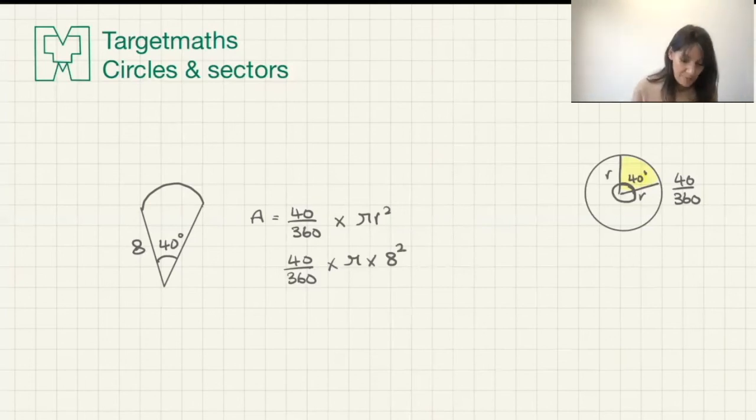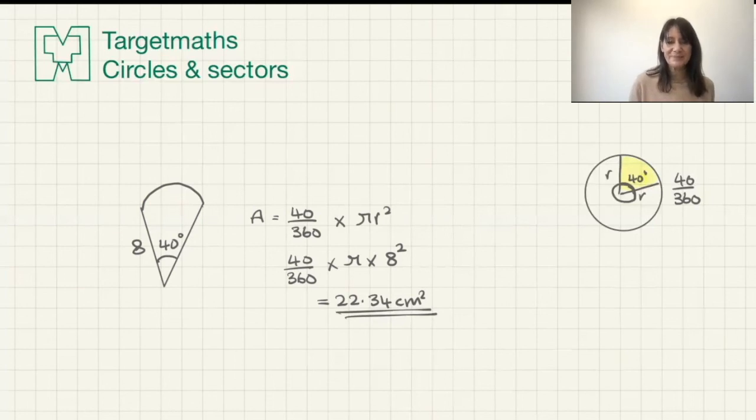Okay, so I'm going to pop that into the calculator, and the calculator is going to give me 22.34, and that is centimeters squared. So that is the area of the sector of the shape that we can see.